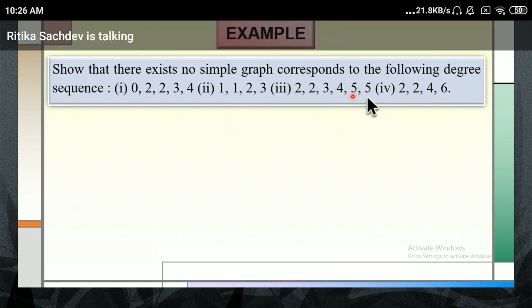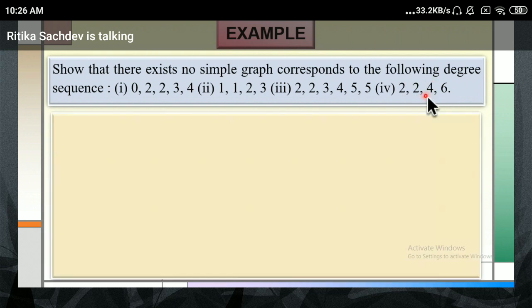So for the third one, check what is the total of all these numbers. 5 plus 5, 10, 10 plus 4, 14, 14 plus 3, 17, 2, 19, plus 2, 21. So again, a graph does not exist for the third one. For the fourth one, if you see, 6 plus 4, 10, 10 plus 2, 12, 12 plus 2, 14. So now I cannot simply reject that the graph does not exist. This number is even.